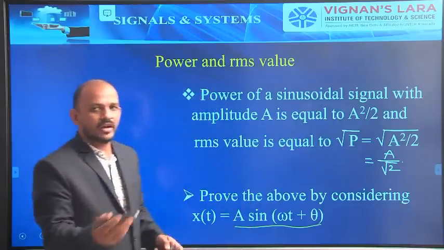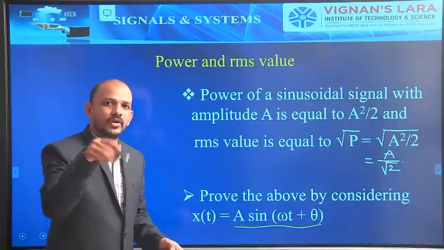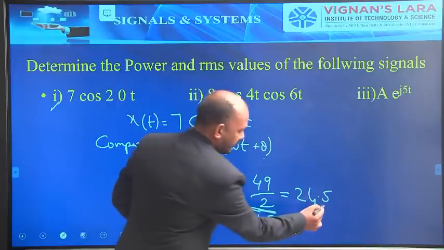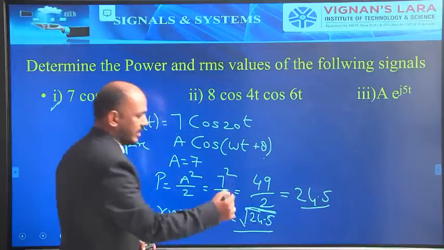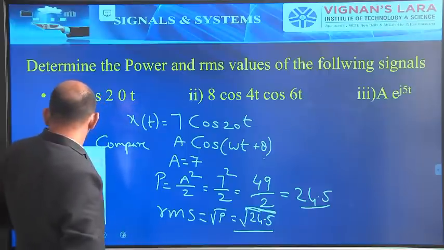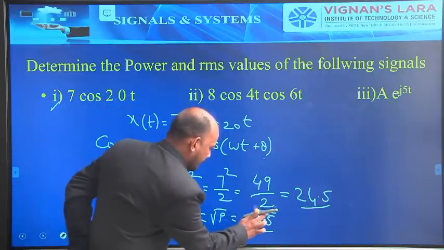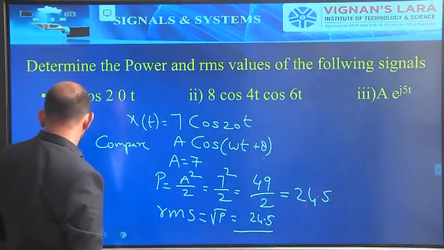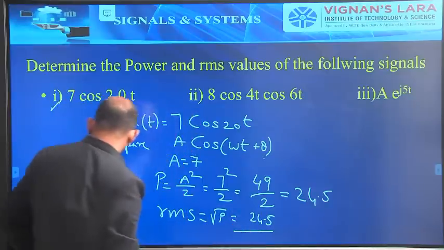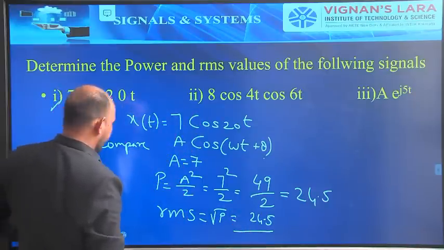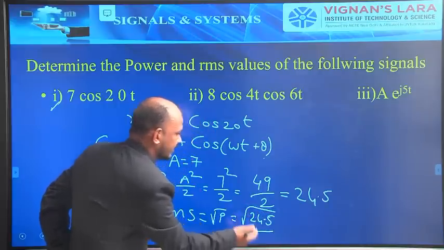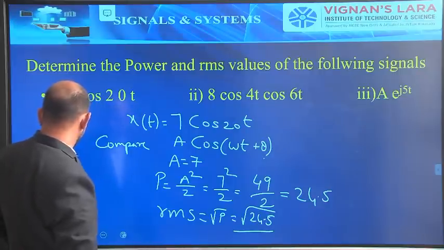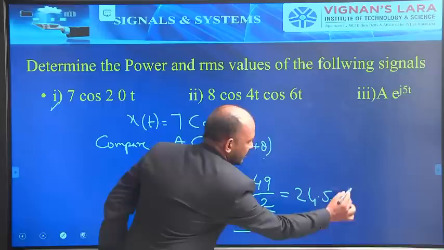And then we go for the RMS value, which is equal to the root of that power. So for the first one, I got the power value as 24.5 and the RMS value as root of 24.5 for the given signal. Clear? We will go for the next one. So this is the RMS value and this is the power value.